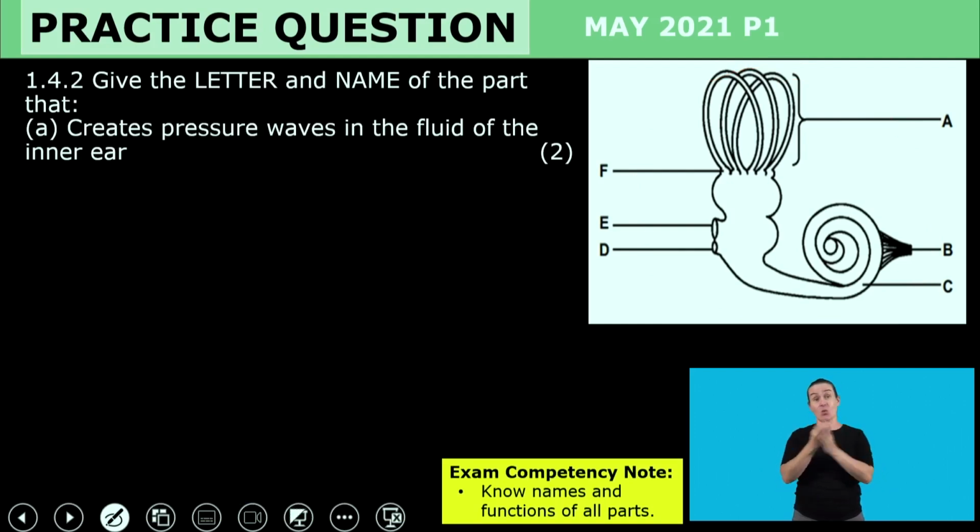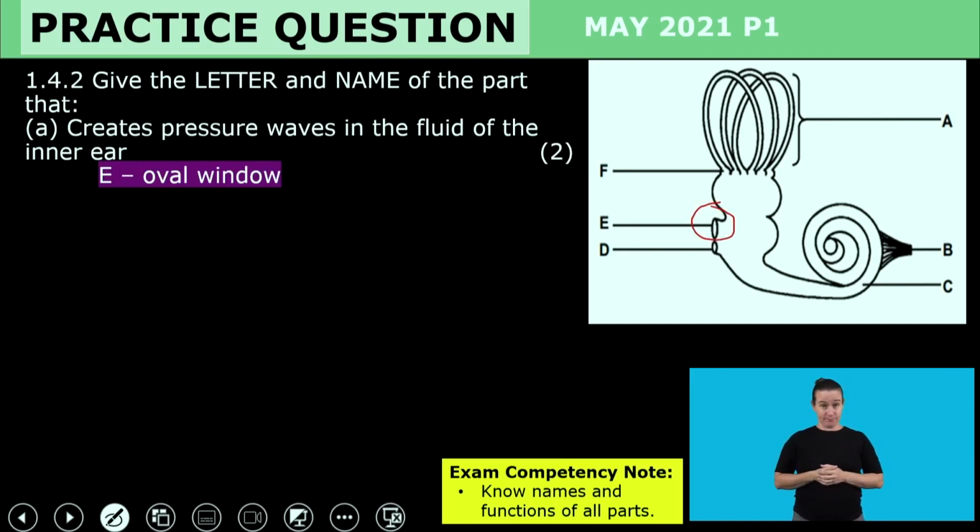142, give the letter and name of the part that creates pressure waves in the fluid of the inner ear. So you look at the part, what is going to create the pressure waves from the middle ear? And the part there is E, which is the oval window. Remember, vibrations will come and they are going to go to the oval window, making the oval window vibrate. And then the moment the vibrations leave the middle ear into the inner ear, pressure waves are created, which is now going to come to the cochlea and stimulate the organ of Corti to convert the stimulus into a nerve impulse.